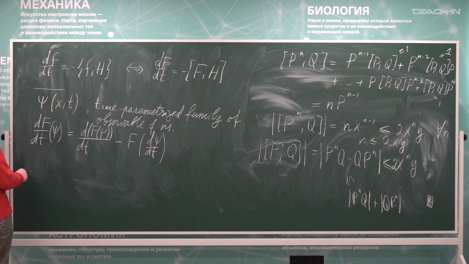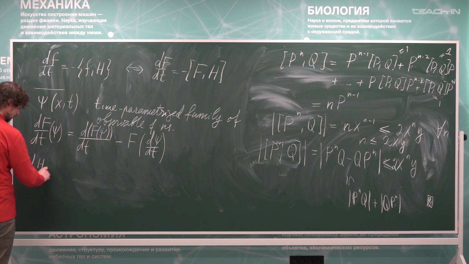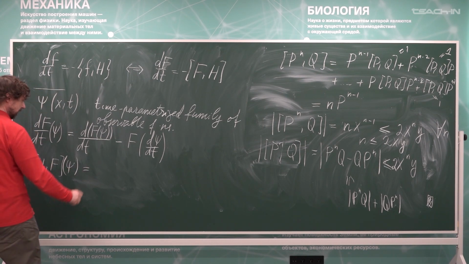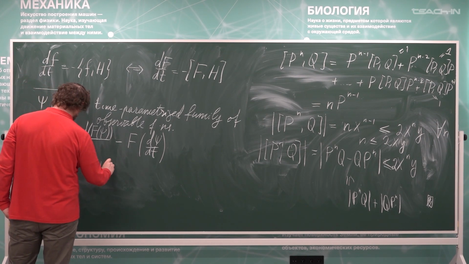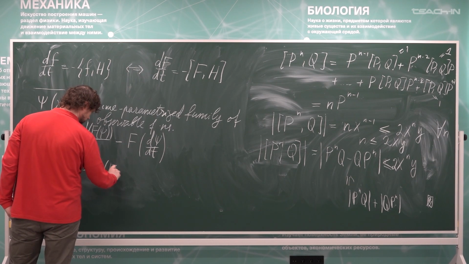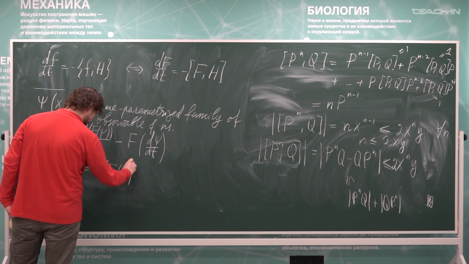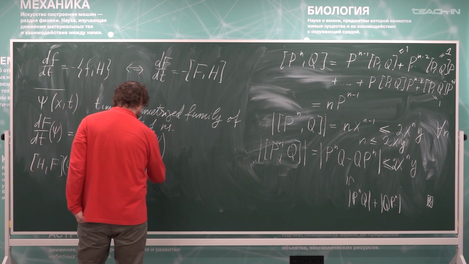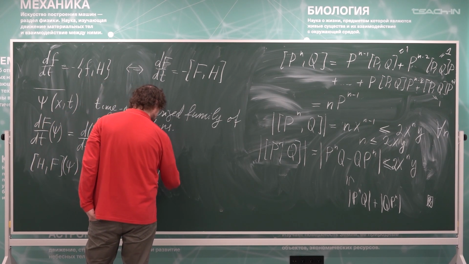Substituting this into the equation, we do the same thing on the right, and we get [h, f] applied to psi, which is equal to h of f of psi minus f of h of psi.